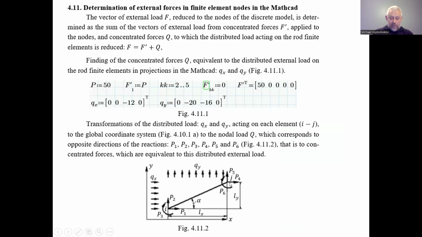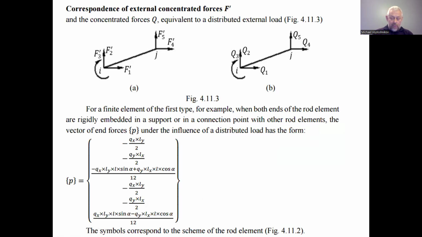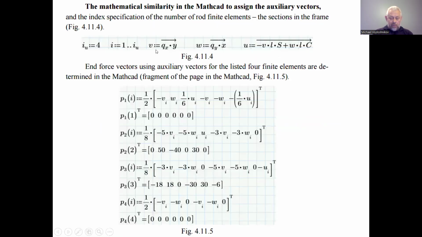We have to have 6, but in our considered issue, we have only 5, as at the second, the third node, we don't have the bending moment. This is a hinge connection. This is embedding, this hinge connection. So we reduce by one component. We don't consider 6, we consider only 5.